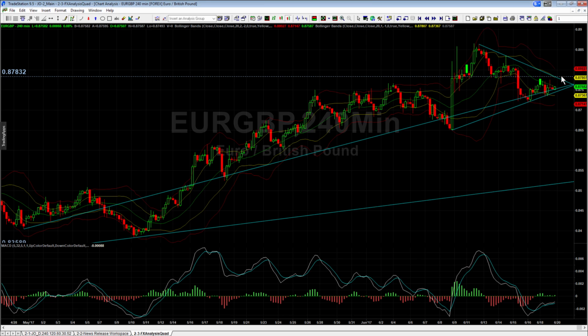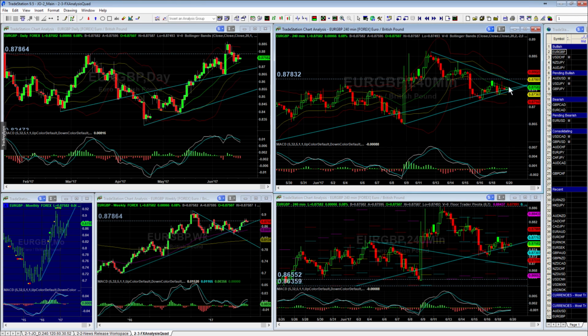But regardless, I would still like to see us break above this 0.87832 to go higher, and we continue to be bullish even though we're getting this little bit of a pullback. This consolidation pullback here is a potential opportunity to get in. At that point, our first target then would be this previous pivot.